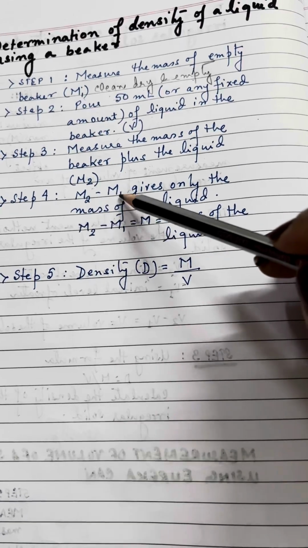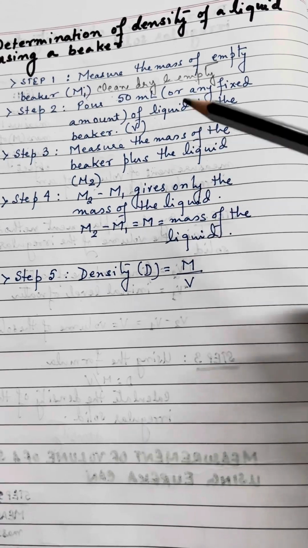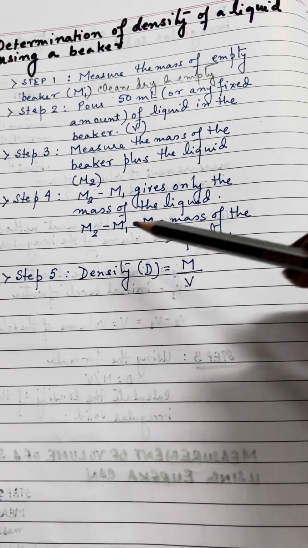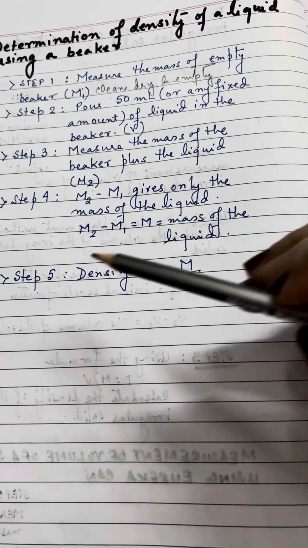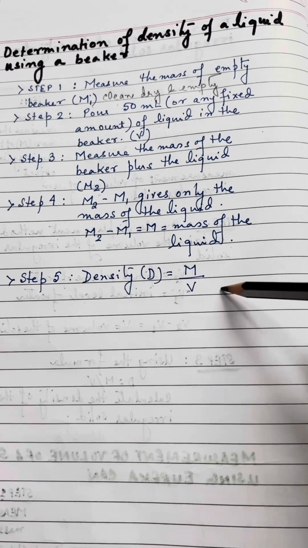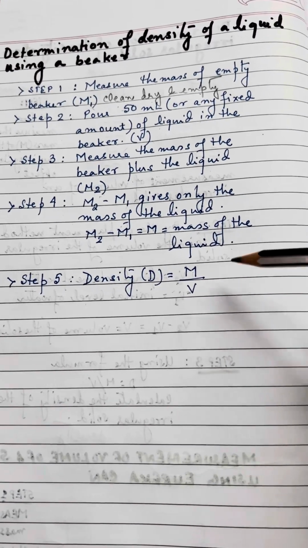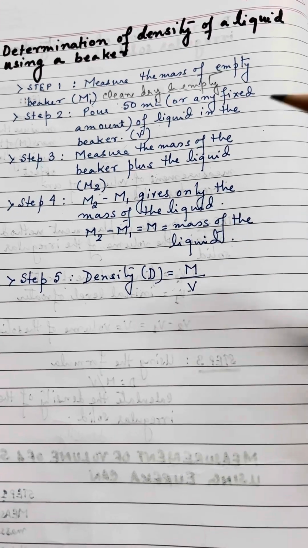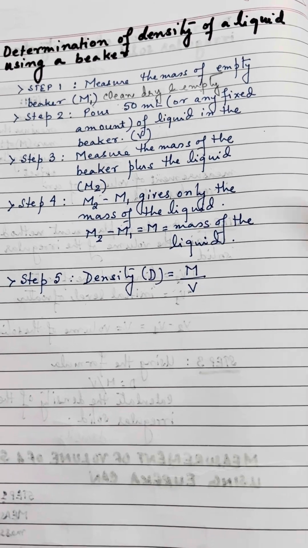So, M2 minus M1 gives the mass of only the liquid that is contained in the beaker. So M2 minus M1 is equal to the mass of the liquid. Step 5, using the formula density is equal to mass upon volume, we can calculate the value of the density. Because mass is known now, volume is known now, we simply need to substitute.